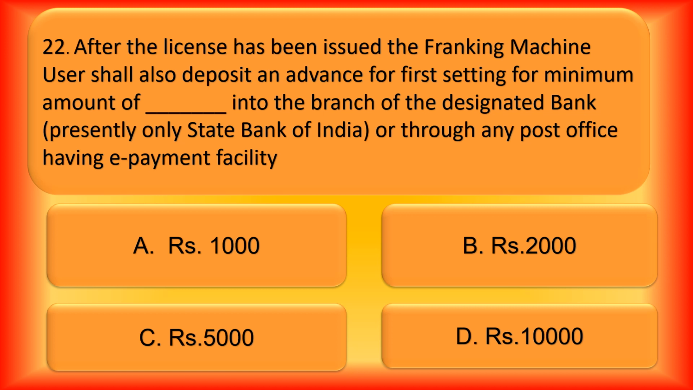Question number 22. After the license has been issued, the franking machine user shall also deposit an advance for first setting for minimum amount of dash into the branch of the designated bank, presently only State Bank of India, or through any post office having e-payment facility. The amount is option A, rupees 1000, option B, rupees 2000, option C, rupees 5000, option D, rupees 10,000. The correct answer is option B, rupees 2000.